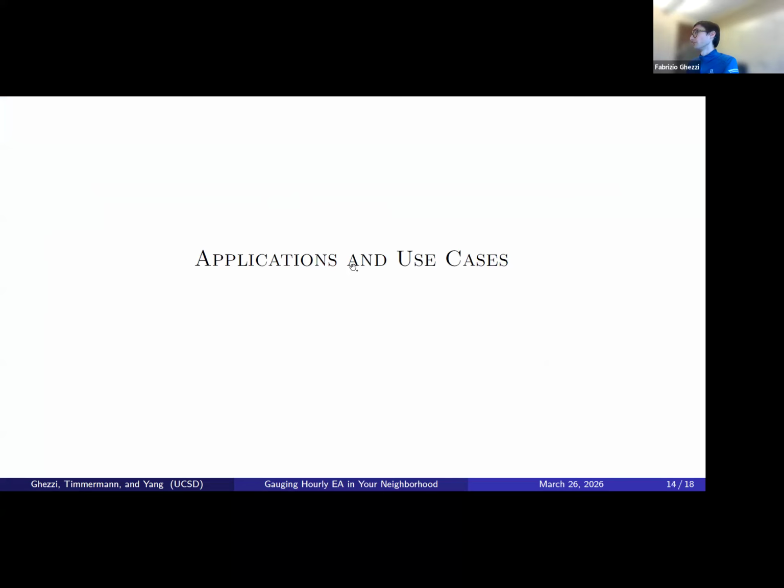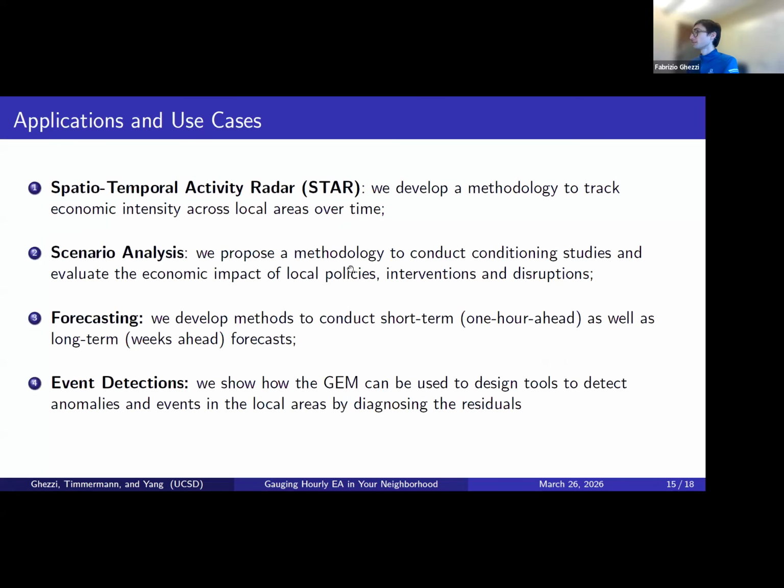Then we show what we can do with all this machinery after we have validated it. There are many things one can think of. In the paper, we have this spatial-temporal economic activity radar, and we do scenario analysis, forecasting, and event detection. So there is a whole bunch of things that one can think of doing.